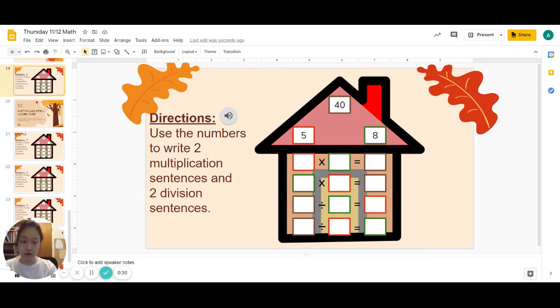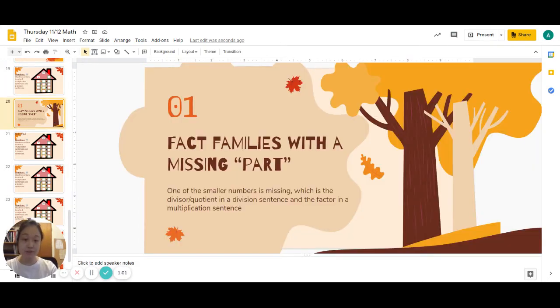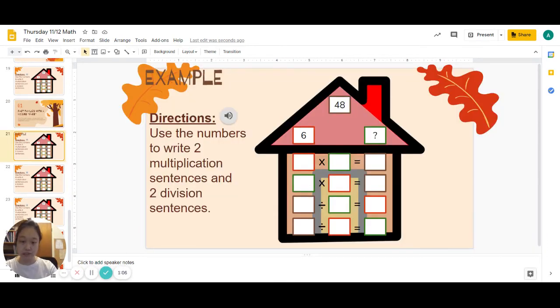So you might see a question mark where the total or the largest number goes, or you might see a question mark in one of the smaller parts, here or here. We're calling them parts for now because when you use them in a multiplication sentence, they have a specific name and then a different name when you use them in a division sentence. The first part of this assignment is working with fact families that have a missing part. And let's look at an example to see how we write those equations.